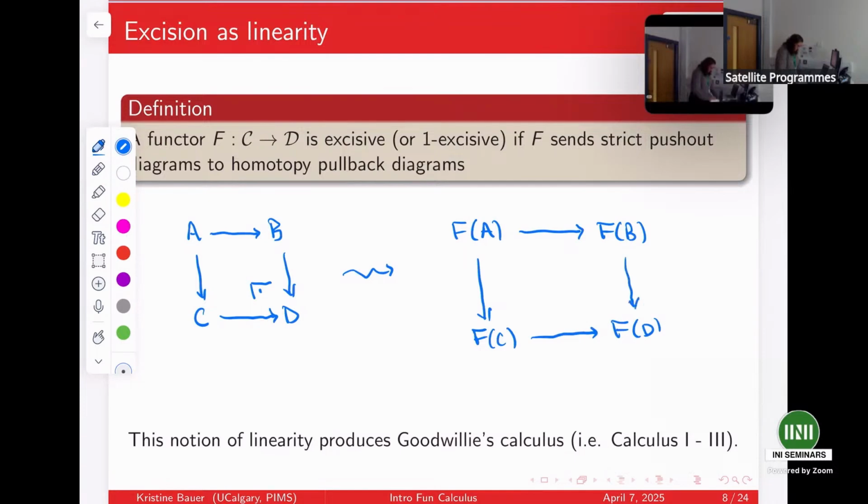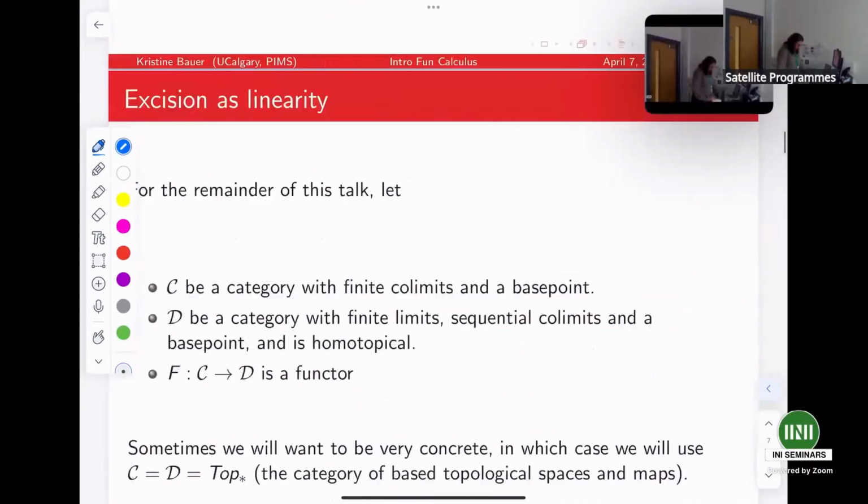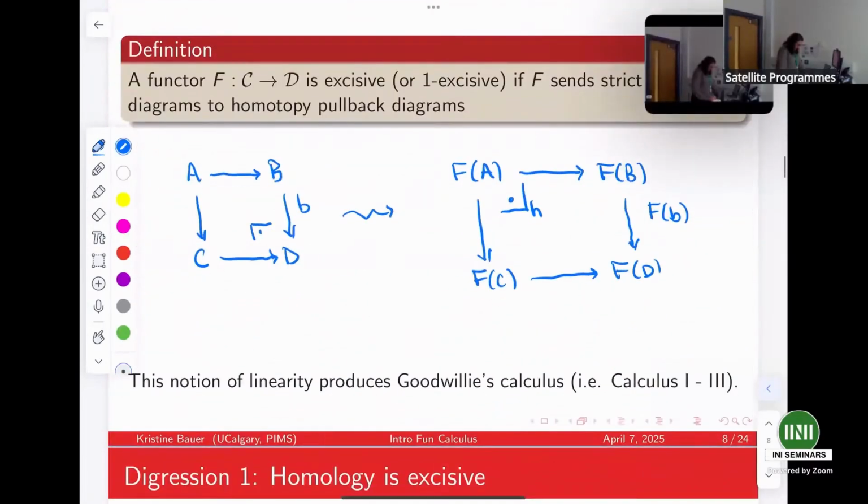So maybe this map might be named little b, then this would be f of little b. You could name all of the maps if you want to, that's just notation. And I'm going to ask not that this is a strict push-out diagram, but that this is a homotopy pullback diagram. Sorry, I said push-out, I meant pullback. Okay, and as I said, this notion of linearity is going to produce Goodwillie's calculus. Let me just make sure that there wasn't anything else I wanted to say there. So this is a push-out. I see that there's a flaw in my plan. Okay, so this is a push-out.